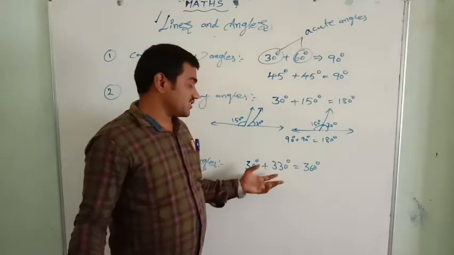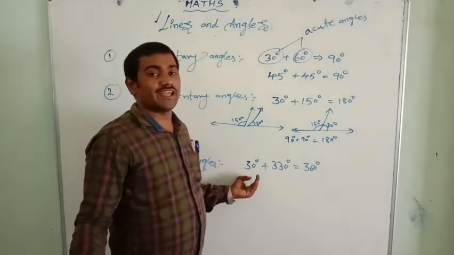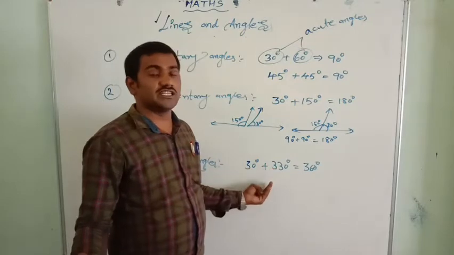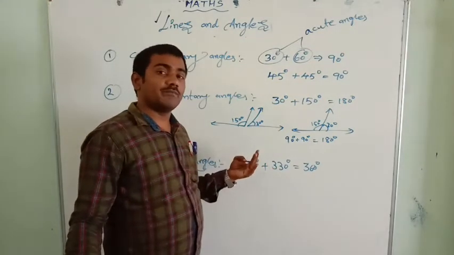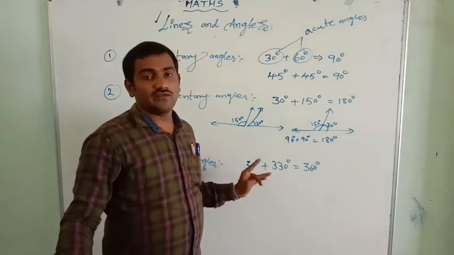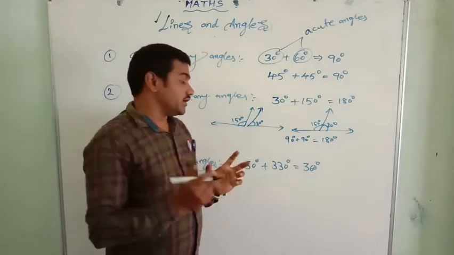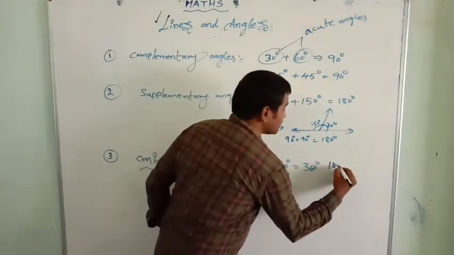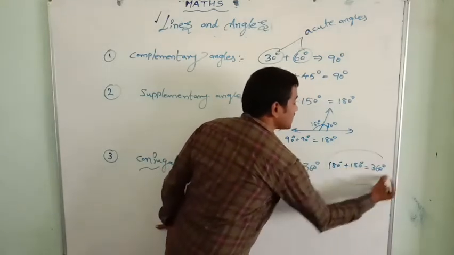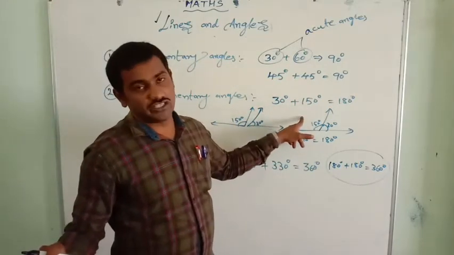In conjugate angles we can definitely see one reflex angle, and the other one may be an obtuse angle, acute angle or right angle. Also, there are two angles that are conjugate to each other: 180 degrees plus 180 degrees. If you add these two, you will get 360 degrees, and these two are conjugate to each other. These two are also supplementary to each other.